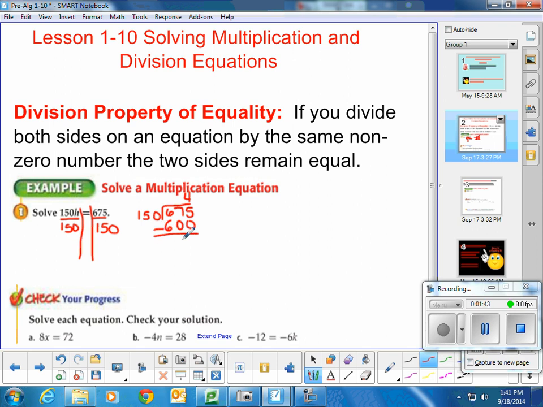Now subtract and you have 75 left over. Add a decimal point and a 0. Bring the 0 down. Now since 150 times 4 was 600, it's going to be 5 times to go into 750. 150 times 5 is exactly 750, because 150 times 4 was 600. When you put another 150 on there, you end up at 750.